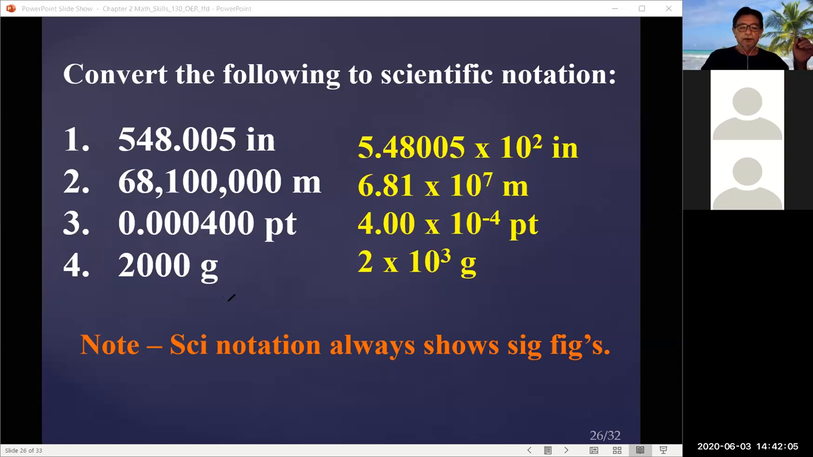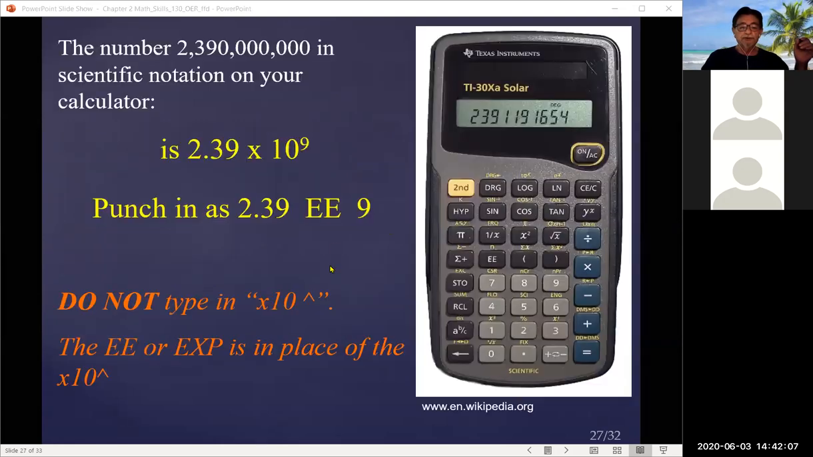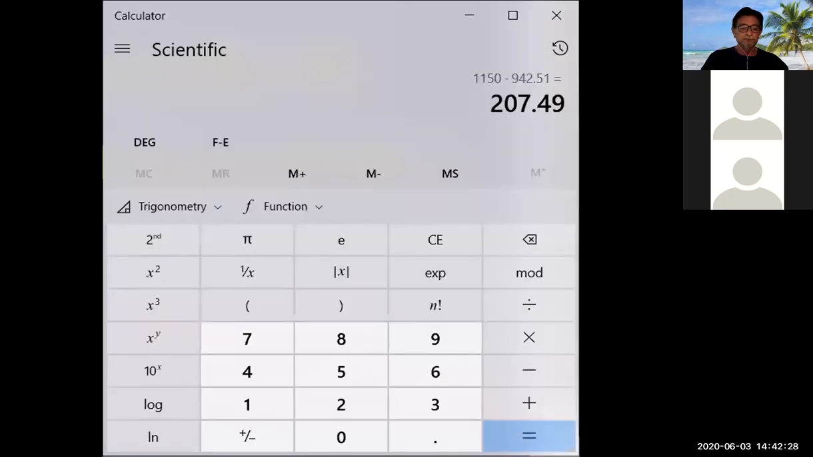Okay. And then we were jumping into the calculator. Your calculator can either have a double E button, or it might have an EXP button. Let me do a new share right now. Where's my calculator? Okay. Let's do the Windows calculator. The Windows calculator, you can see here I've got an EXP button. Let me clear this.